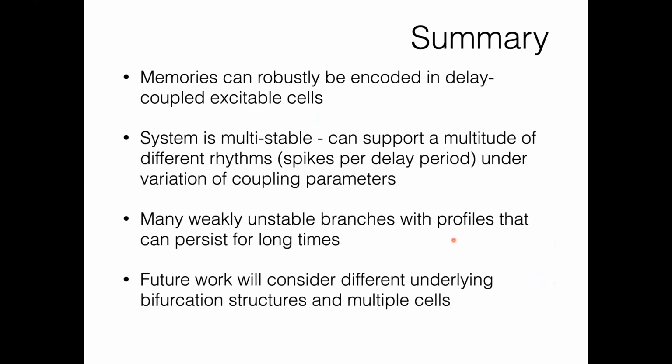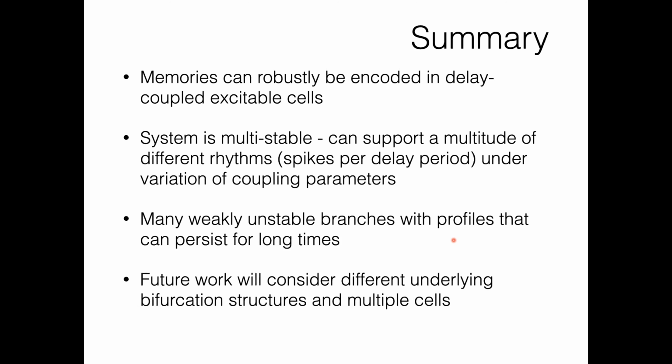So just to summarize, memories, and by memories I really mean persistent spiking patterns over some delay, can be encoded in just a single cell with a delayed autapse. The system is multistable, so we can support different kinds of rhythms under different variation of coupling parameters, and in particular the delay period. So really, I think of these as little packets of memories that can be stored by just a single cell. And as well as the stable branches that we see, there are also loads and loads of unstable branches that are only weakly unstable, so we can stay close to them for very long periods of time.